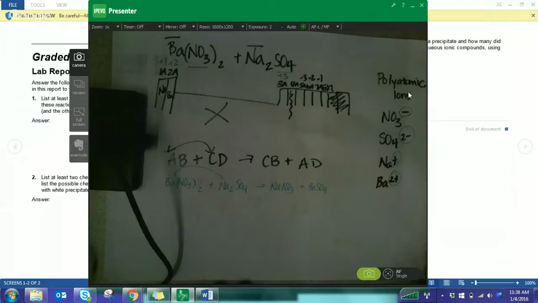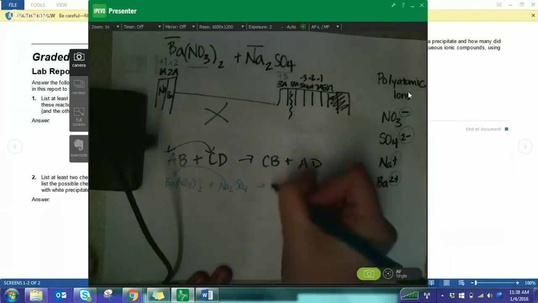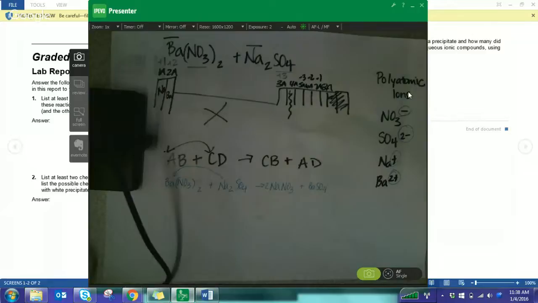However, I do need to balance my reaction. On this side, I have 2 nitrates and 2 sodiums, but right now I only have 1 of each. So you just need to put a 2 in front there.